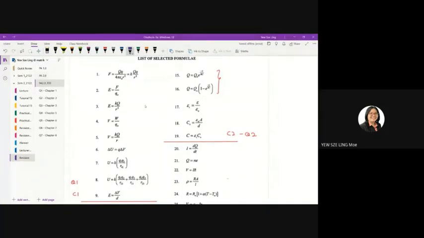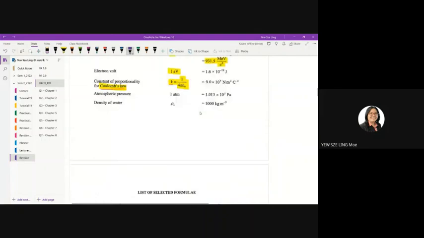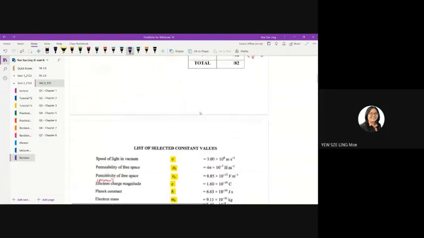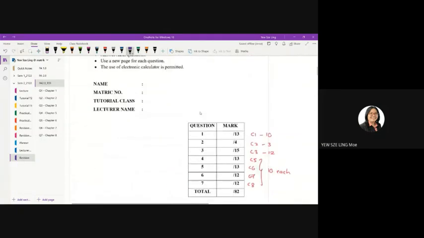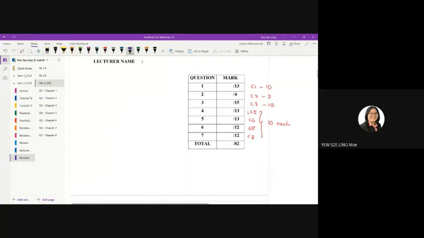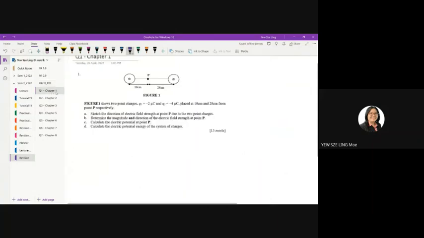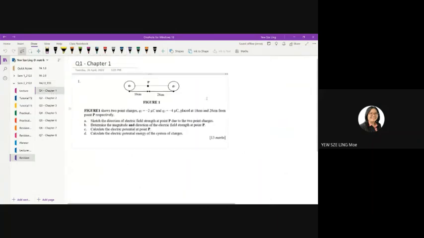All right. So basically that is the intro for today's class, how to use the list of constant values and the list of selected formula, as well as the marks allocated in each chapter. Now, let us go through question 1.